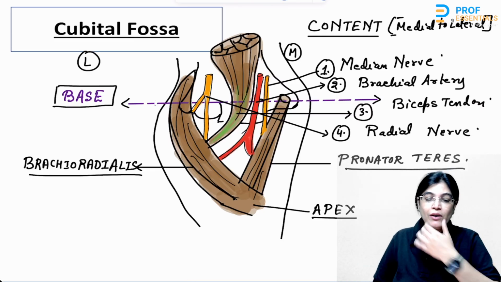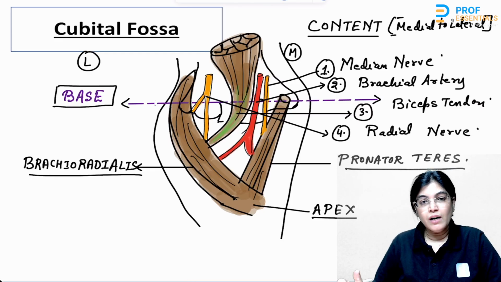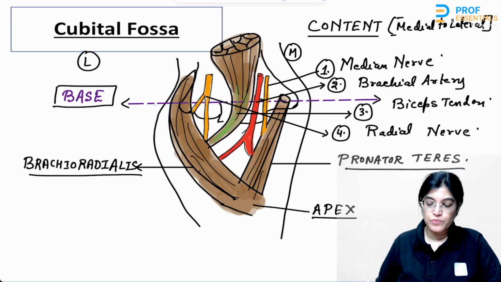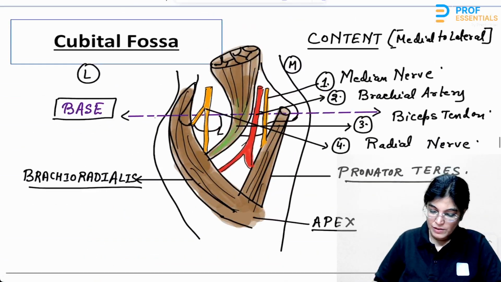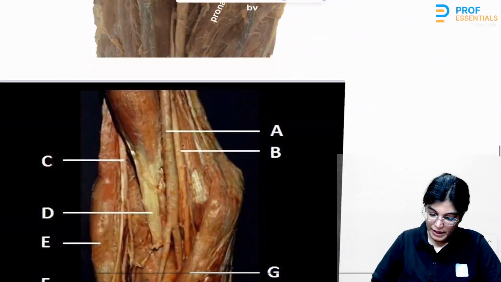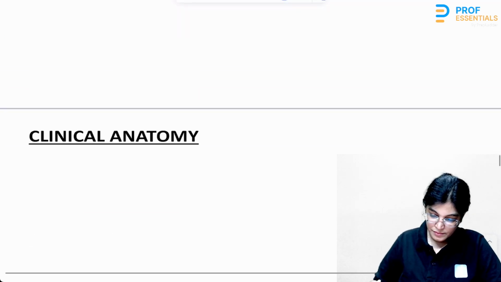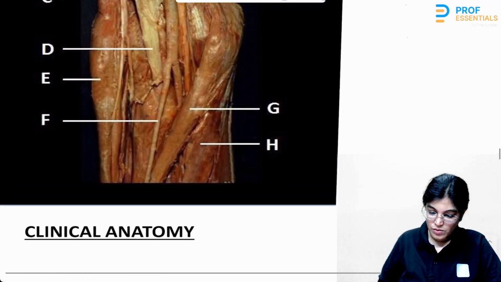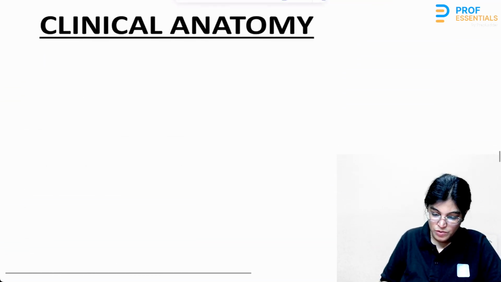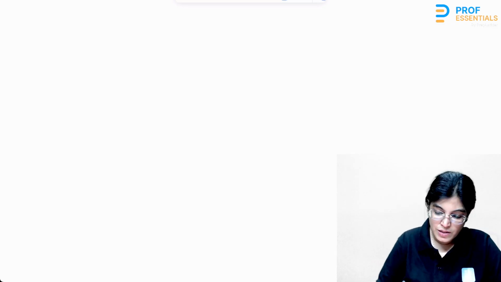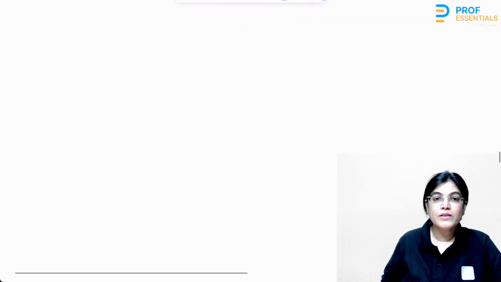You can make one more diagram showing the roof structure of the cubital fossa. So let's make one more diagram, then I will show you a few cadaveric images. Is it okay? Yes, so I just want to use this space. So let's make a diagram of the structures in the roof of cubital fossa.